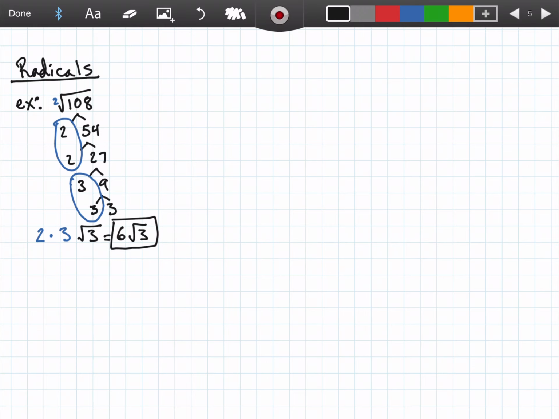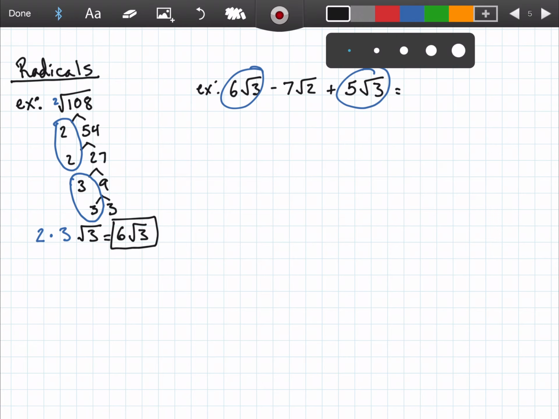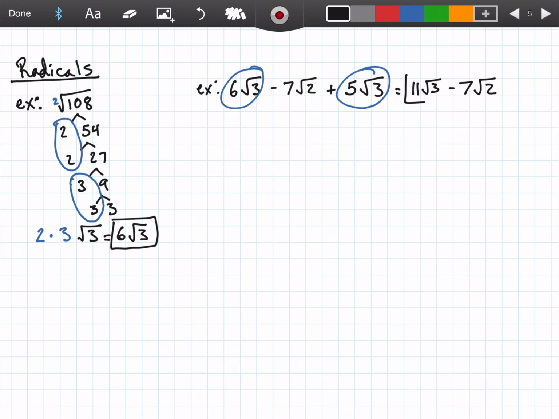Okay, let's talk about multiplying. Well, let's talk about adding radicals first. So let's say I have 6 square root of 3 minus 7 root 2 plus 5 root 3. We can add coefficients of like roots. Think of it as like terms. So instead of x, you have a square root 3 there. So I see 6 root 3 and 5 root 3. Those can combine to be 11 square root of 3. That 7 root 2 stays the same.